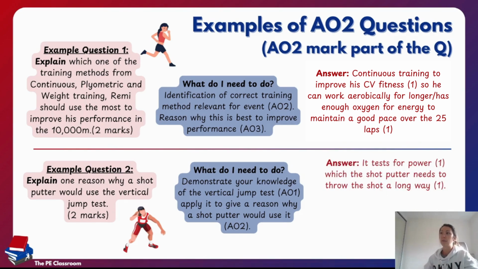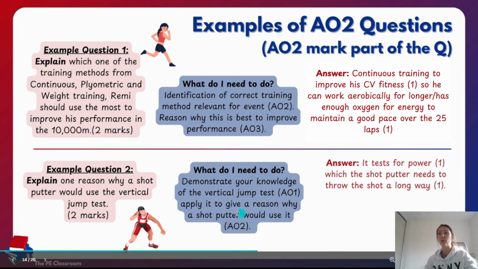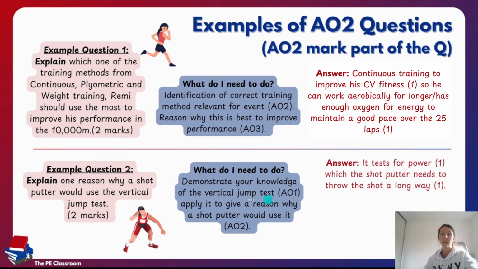So your answer might be a test for power, which the shot putter needs to throw the shot a long way. Okay, so this one's obviously slightly different to this question. It's requiring an AO1 point before the AO2, you giving your reason.